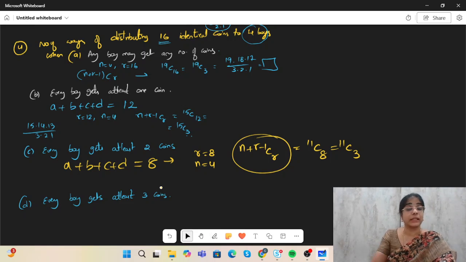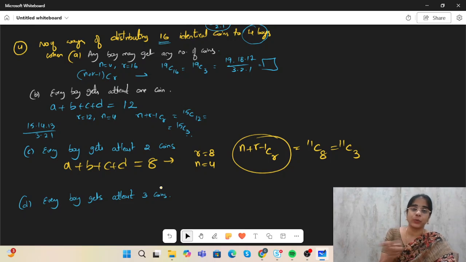Now the next question is what? Every boy gets at least 3 coins now. Now we have 4 boys. Each boy should get at least 3. So 4 into 3 coins is what I have already given. 12 coins is what I have already given from the total 16 coins, right?